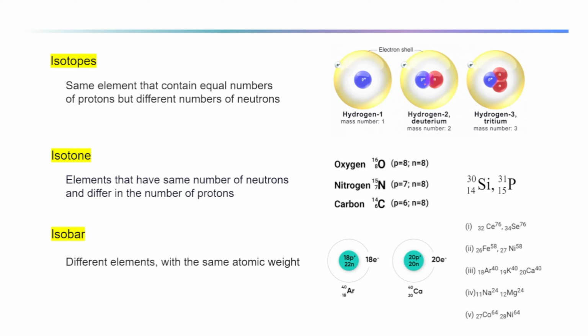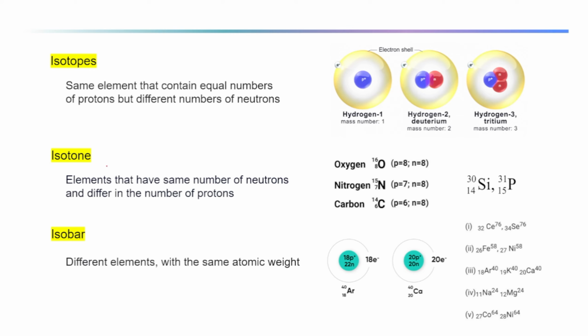Here we have one proton, one neutron. So this is called protium, this is called deuterium, this is called tritium. Here you have one proton and two neutrons. So these three elements are called isotopes to each other. Here the number of protons is the same, but the number of neutrons is different. So these three are called isotopes.